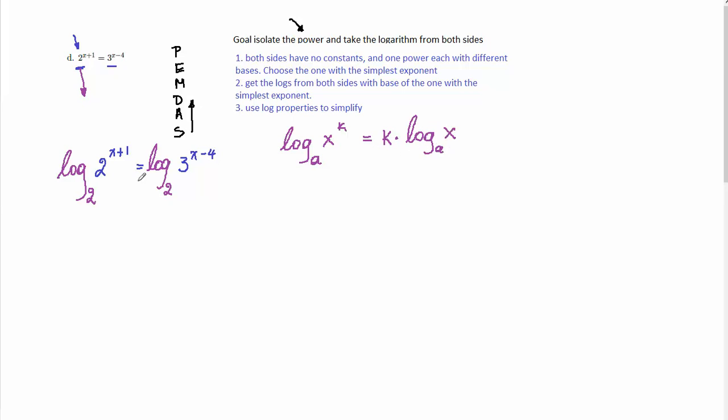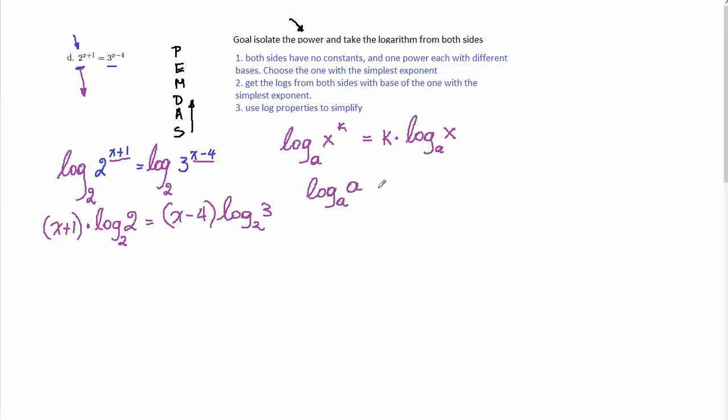So this is the one that I will use for both sides of my equation, since I have powers on both sides. So now I get x plus 1 here on the left side. Remember to put it in parentheses to avoid issues when you distribute. Log with base 2 of 2 is equal to x minus 4 on the right side times log with base 2 of 3.